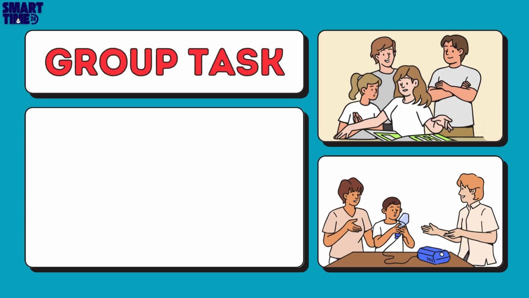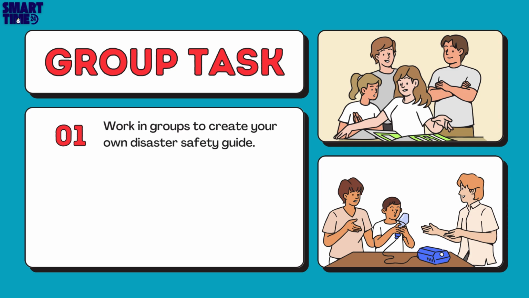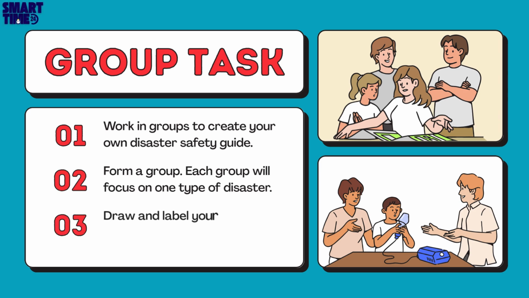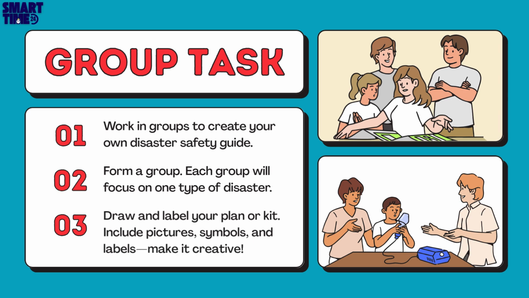Group task. Number 1. Work in groups to create your own disaster safety guide. Number 2. Form a group. Each group will focus on one type of disaster. Number 3. Draw and label your plan or kit. Include pictures, symbols, and labels. Make it creative.